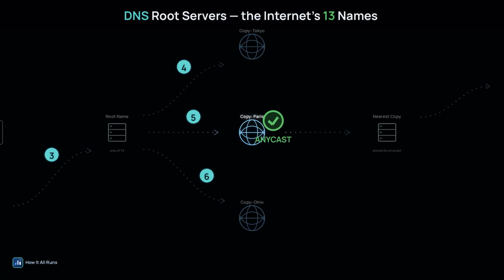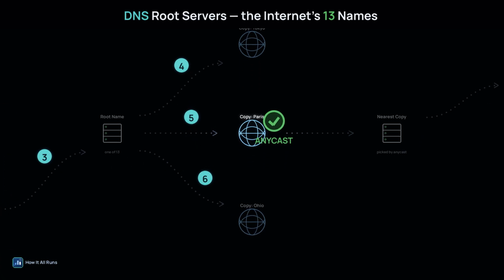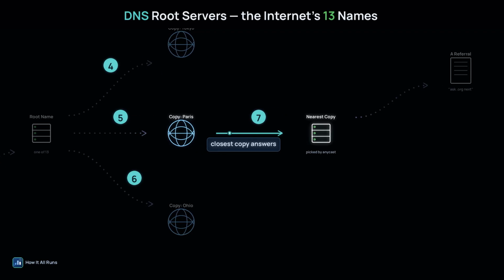The technique behind this is called anycast. The exact same address is announced from every single copy at once, and ordinary internet routing quietly delivers each request to whichever copy is closest. Your resolver never chose Paris on purpose. It just asked the root name's one address, and the network itself steered the request to the nearest living copy, usually a handful of milliseconds away.